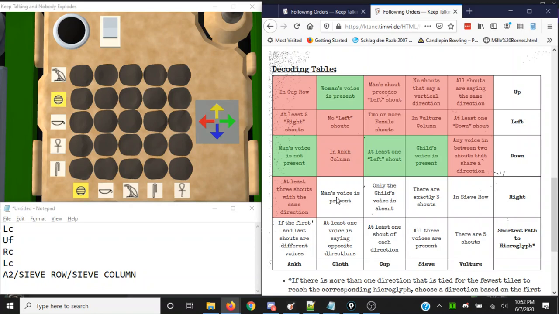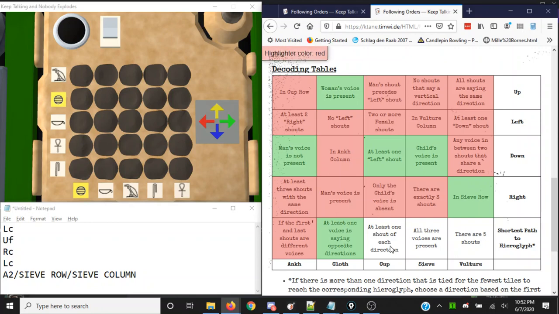Yep, man's voice is present. False. Only the child's voice is absent? The child's voice is not absent. There are exactly three shouts? Nope. In the sieve row? Yes. First and last shouts are different voices? Nope, it's the kid, first and last. At least one voice is saying opposite directions? Yes, the kid is saying right and left. Those are diametrically opposed, so true.